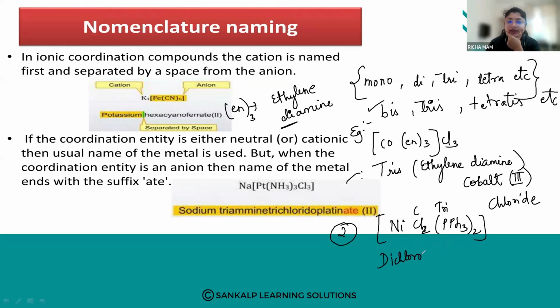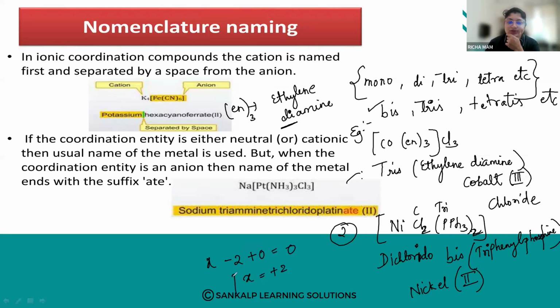Sorry, dichlorido. Then this is triphenylphosphine, and we have two, so we'll write it as bis(triphenylphosphine). So this is your ligand. Then this is nickel, and the oxidation state of nickel is 2, because x plus 0 for the ligands minus 2 equals 0, so x equals plus 2. So this is the way you're going to find the oxidation state.